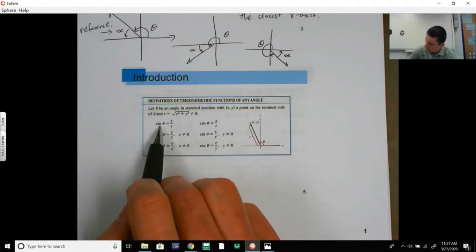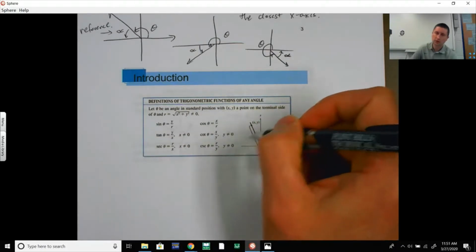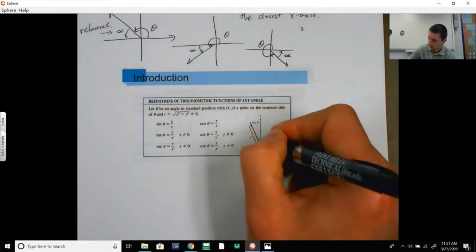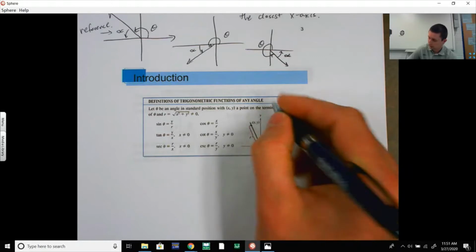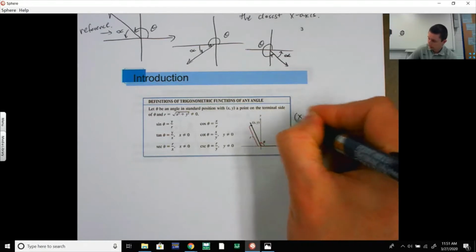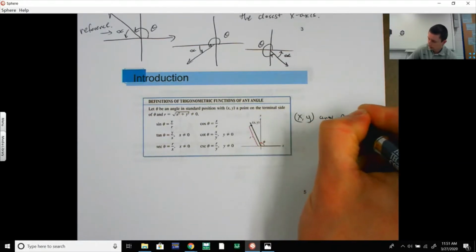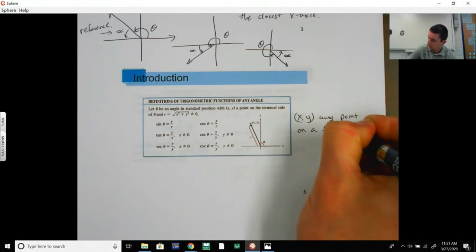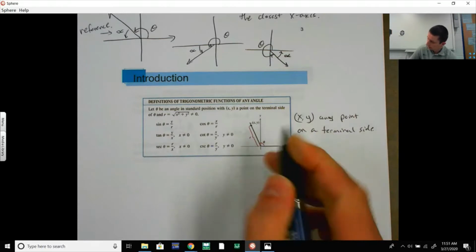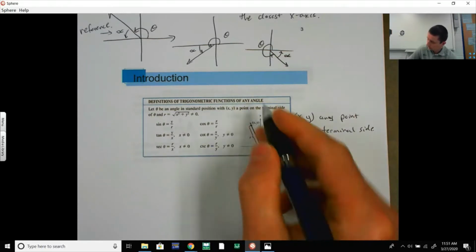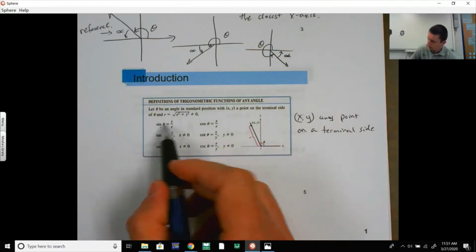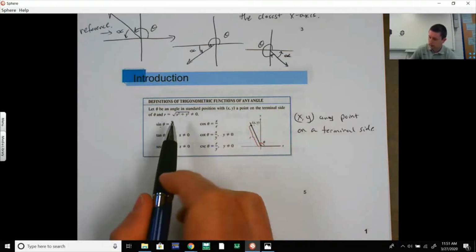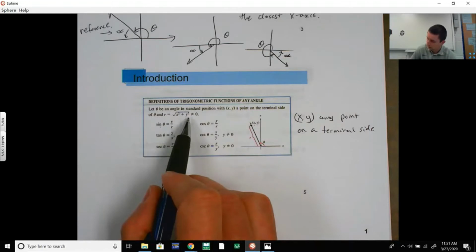Okay, remember sine is y. We're going to get off the unit circle, basically. We're going to get to bigger things. So if you have a vertex, you have a point on a terminal side. So x, y is any point on a terminal side. You have a radius. The sine is going to be the y value from that point over the radius. And that's going to be found using Pythagorean theorem. r is the square root of x squared plus y squared.